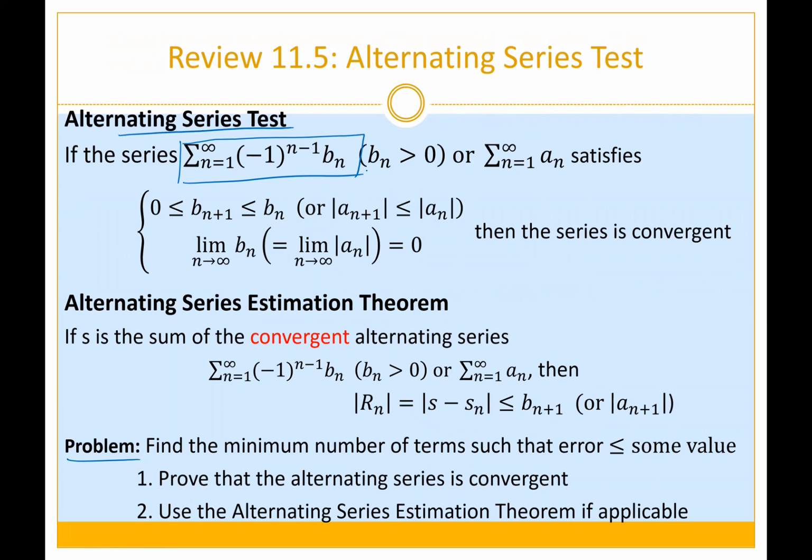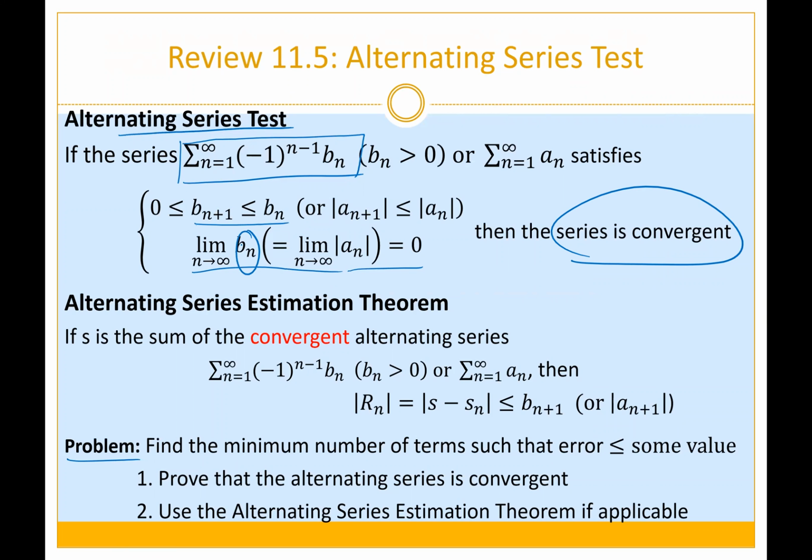Based on the alternating series test, if b_n is a decreasing sequence, so 0 is smaller than or equal to b_(n+1), which is smaller than or equal to b_n, and the limit of b_n is equal to 0, then the series is convergent. Note that b_n is the always-positive part, so you don't include the sign in it.